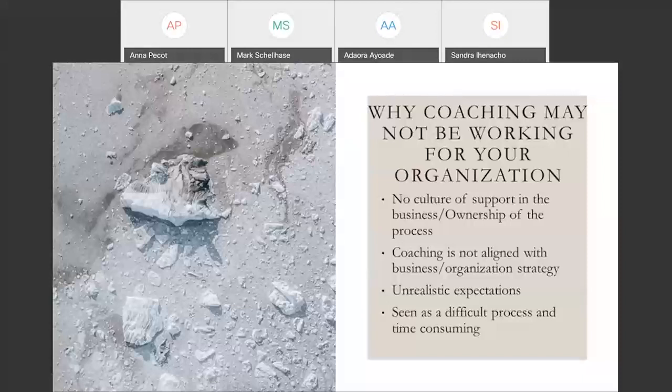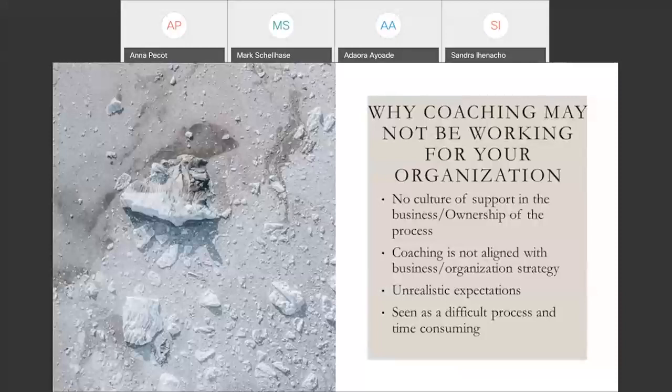If there's no culture of support from top to bottom, coaching will not work, regardless of the best coaches you bring, regardless of the most expensive coaches, regardless of the top executive coach or top coaches you bring, it will not work if there's no support.